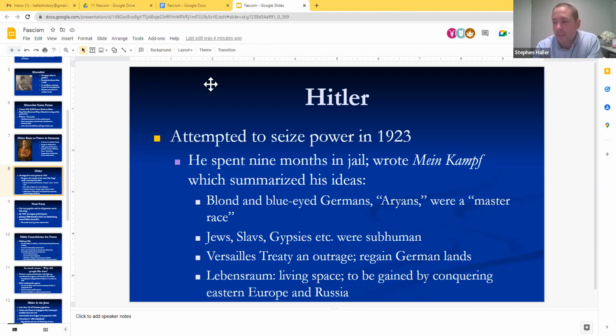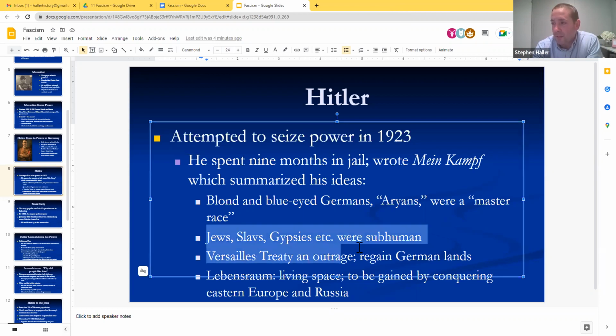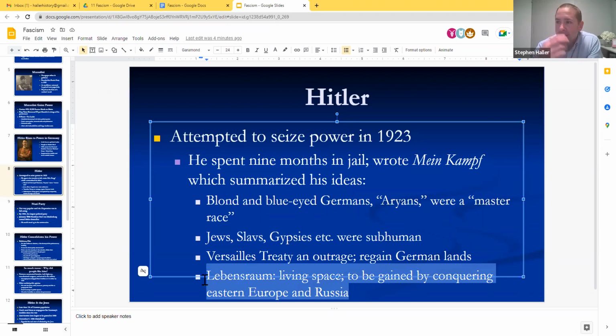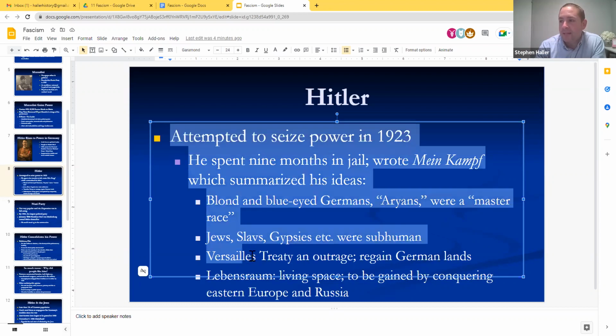One of the views, as I've already implied, is the scapegoating and the looking down upon other religions and other groups of people. But one of the other ideas that he espouses in this book is the idea of Lebensraum. The word Lebensraum, translated into English, means living space.